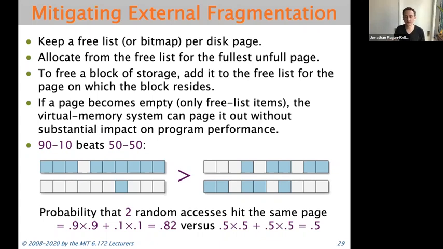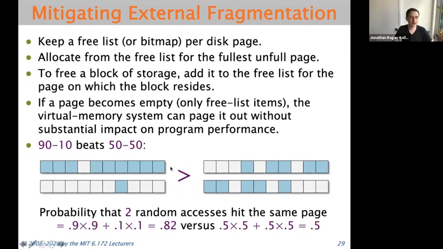So if you imagine we have, say, 2 pages of 10 blocks each, so 20 blocks in total, but only 10 of them are allocated and 10 are free, we can think of 2 different cases. So in this one, 9 out of the 10 are in one page and 1 is in the other. In the other one, 5 are in each of the 2 pages. So if you think about what happens in expectation for each case, we just imagine 2 random accesses to objects out of this set of 10.